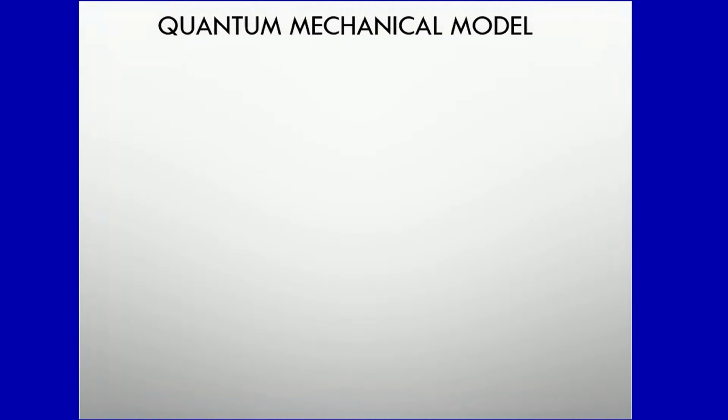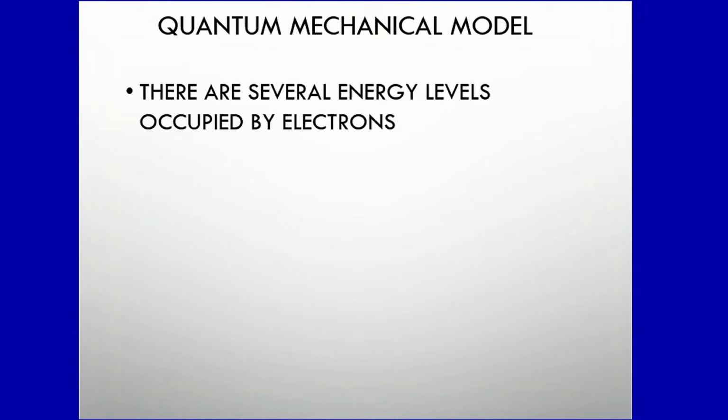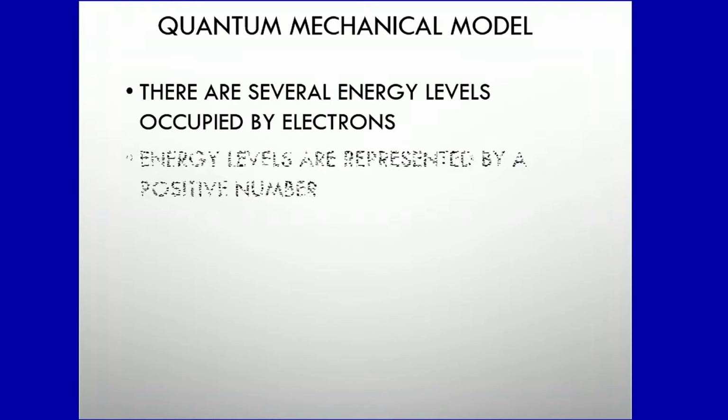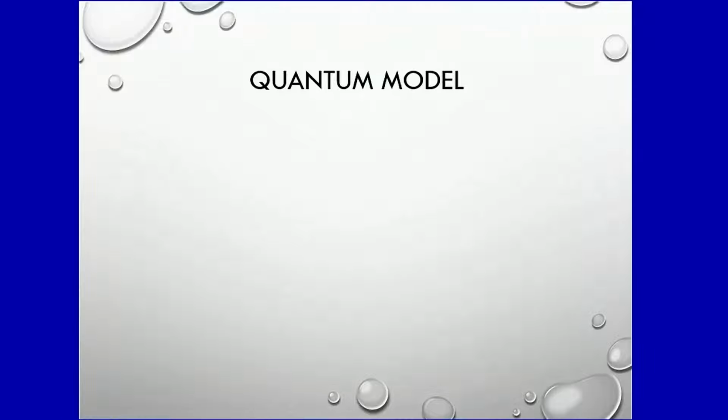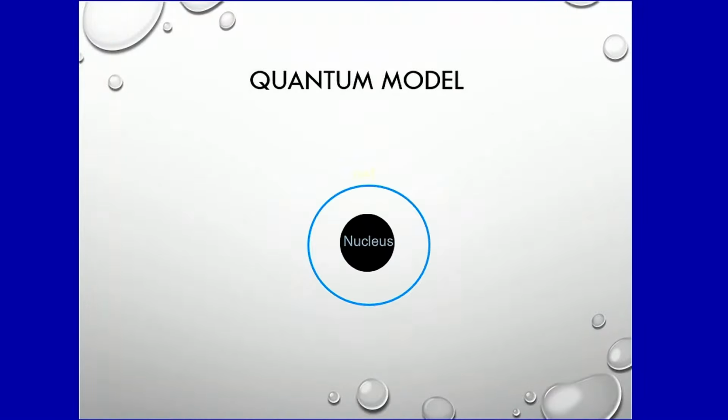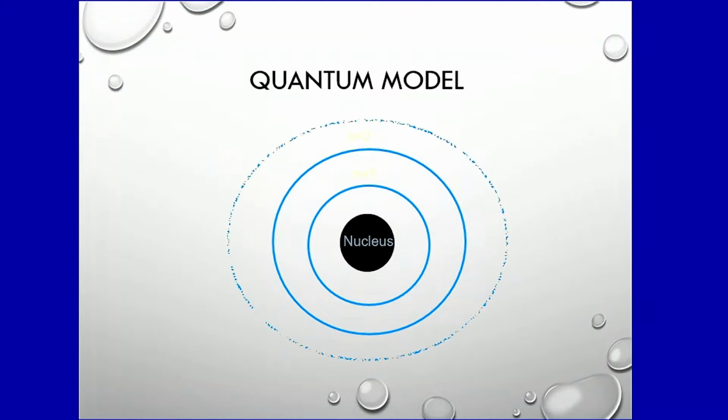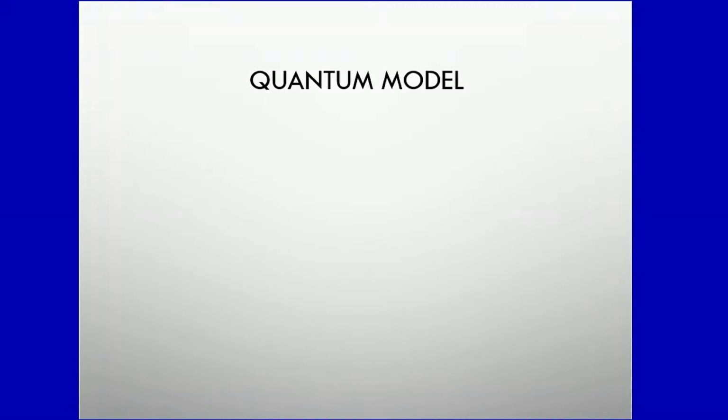Quantum mechanical model. There are several energy levels occupied by electrons, and energy levels are represented by a positive number. As the distance from the nucleus increases, the number increases. We have here the nucleus, then the first energy level, the second energy level, the third energy level, and so on. There are several types of orbitals that can occur in an energy level.